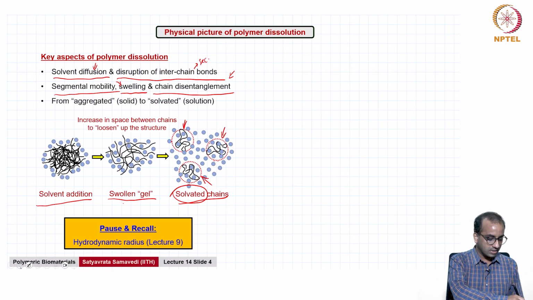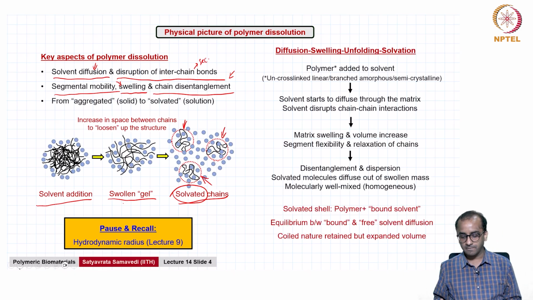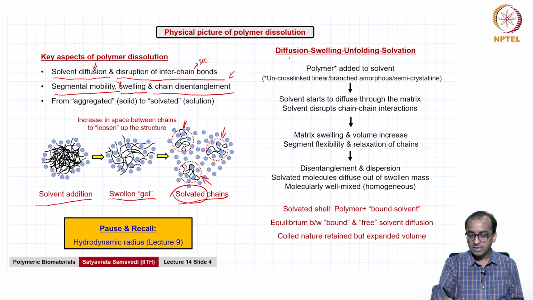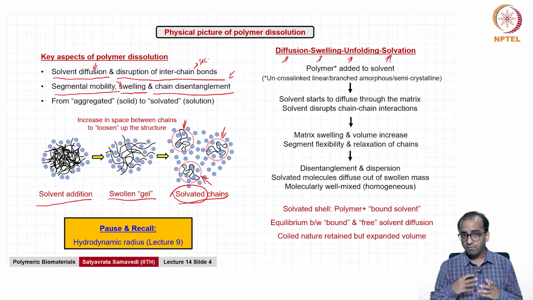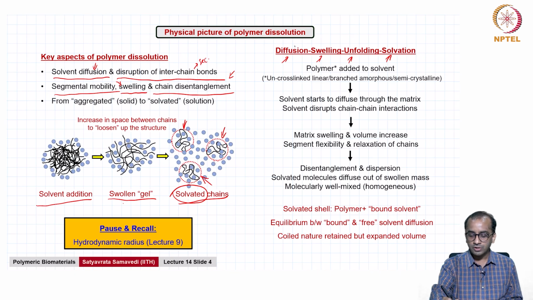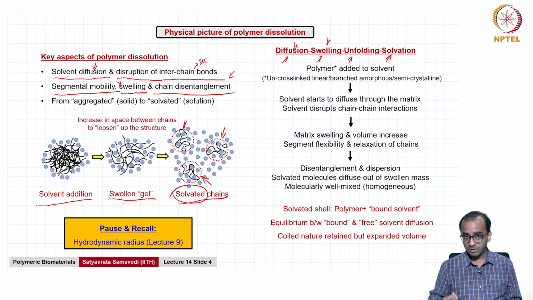So, that is the first understanding that we have of polymer dissolution. Now, we will look at this process in some more detail. And like I said, there are four key aspects that you have to consider when you think about polymers: diffusion of solvent, swelling of the polymer, unfolding of chains, and solvation of chains. How does this happen? This is something we are going to look at systematically.